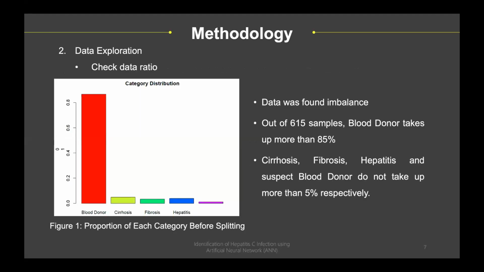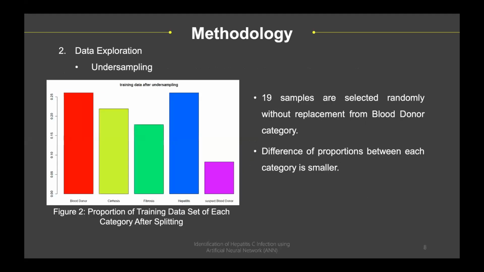For data exploration, we checked the data ratio before splitting, and figure 1 shows the proportion of each category before splitting. We can see that the data is imbalanced: out of 615 samples, blood donors take up more than 85%, and cirrhosis, fibrosis, hepatitis, and suspect blood donor each take up less than 5%. So we performed undersampling by randomly selecting 19 samples without replacement from the blood donor category, and the difference in proportion between categories is smaller, as seen in figure 2.